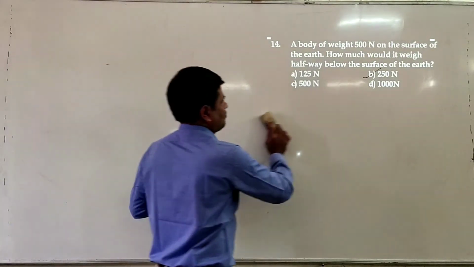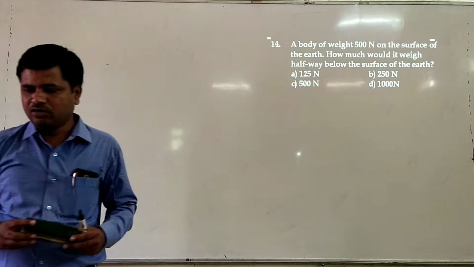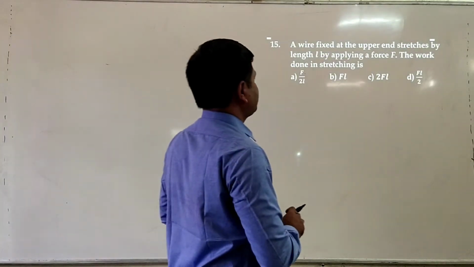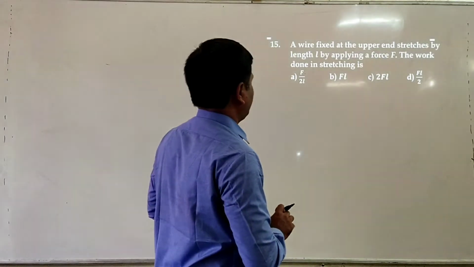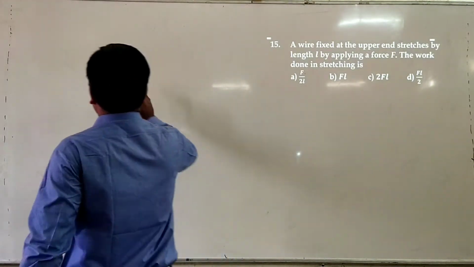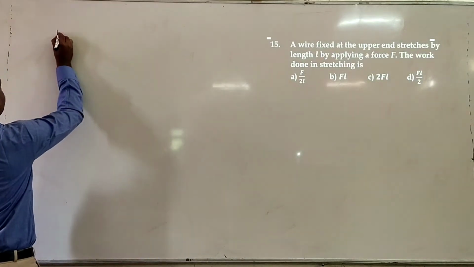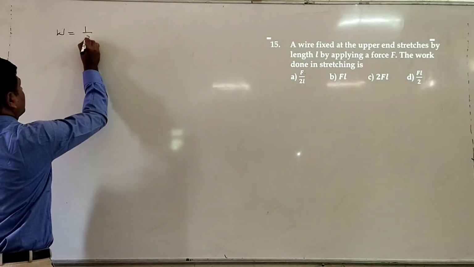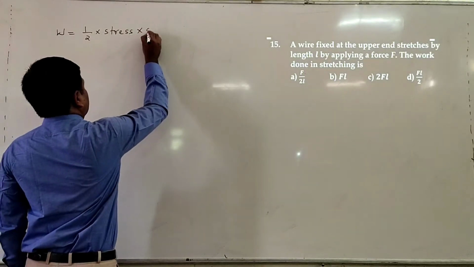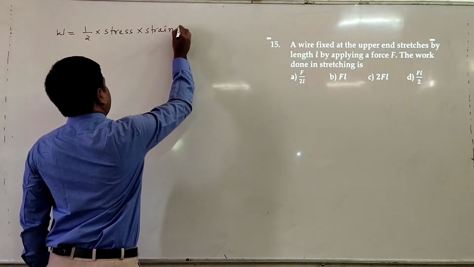Next, we go to the question number 15. A wire is fixed at the upper end and stretches by the length L, applying the force F. The work done in stretching: we know that work done in stretching can be written as half into stress into strain into volume.